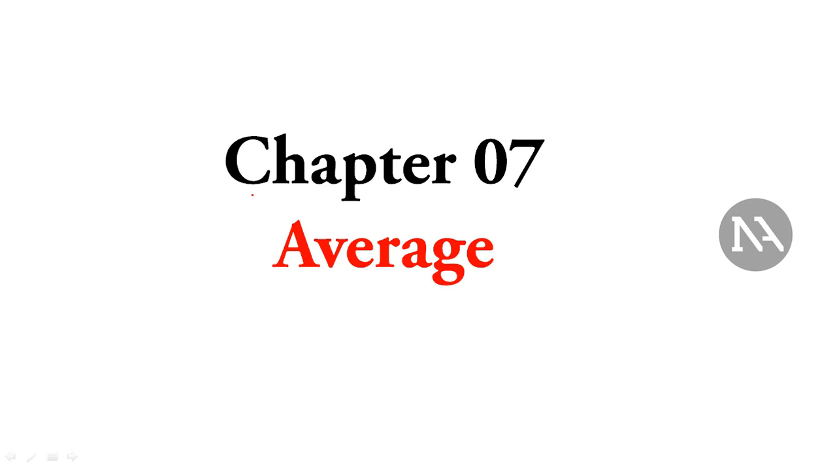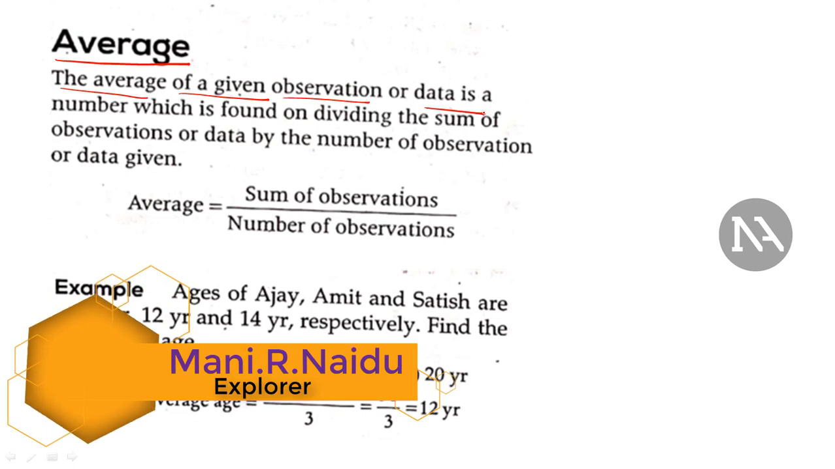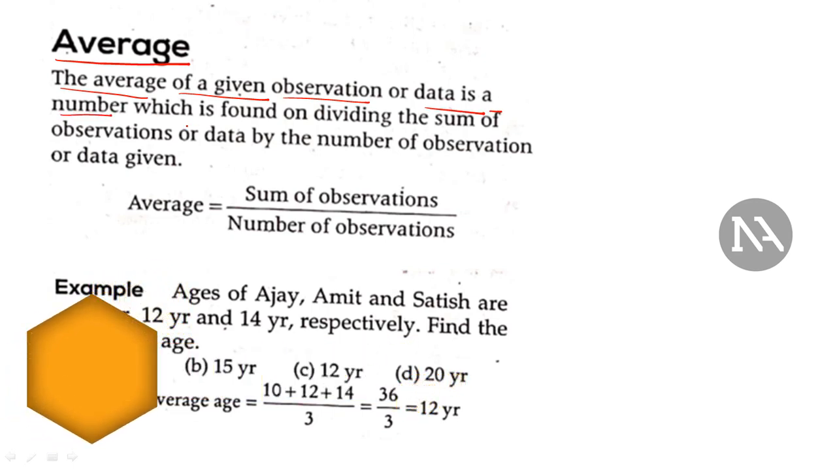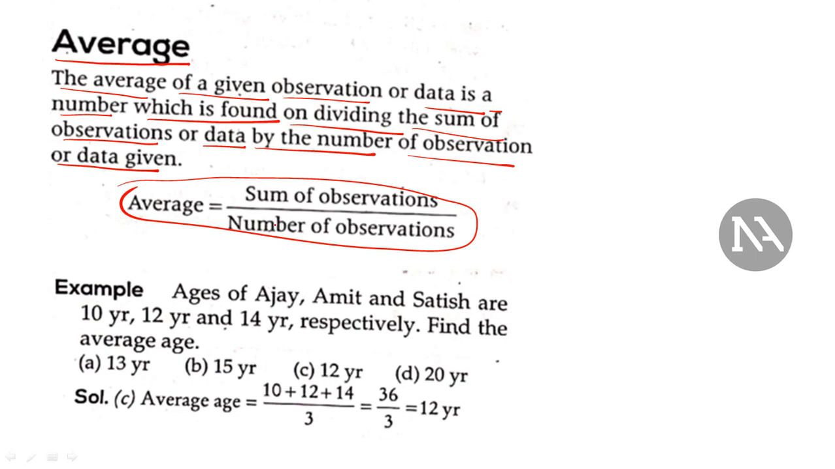Hi guys, in this video we are going to see chapter 7, that is average. First you will see what is the definition for average. The average of a given observation or data is a number which is found on dividing the sum of the observations or data by the number of observation or data given. The formula for average is sum of observations divided by number of observations.